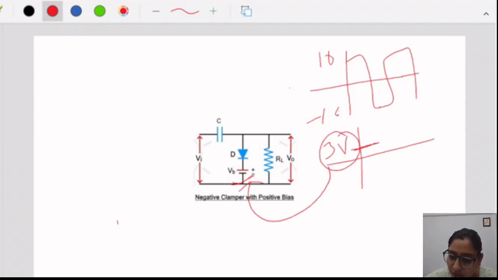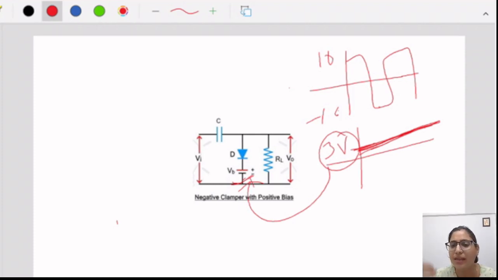Okay, so you are shifting the DC level to 3 volt now. The 0 reference level is not here; the DC voltage has shifted towards 3 volt. So we use a simple battery here, a biasing battery, so that we shift the level according to our need. We are manipulating the output DC level according to our need.